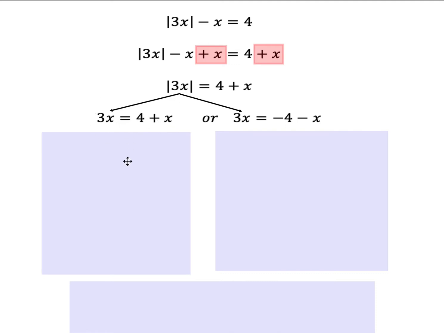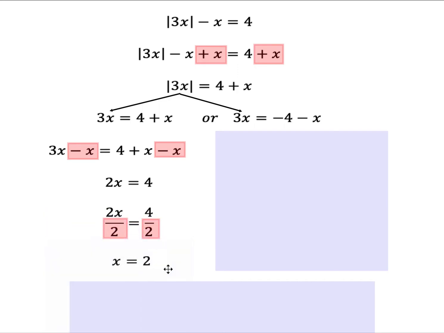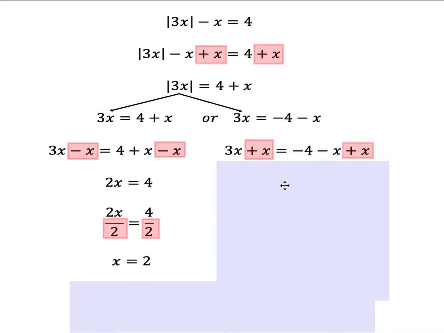Now starting with solving this, we're probably going to get rid of that x, so let's subtract x from both sides. This will give us 3x minus x is 2x. And x minus x is 0, so we just have the 4. Divide both sides by 2, and you get x equals 2 as a solution. On the other side, in the other equation, go ahead and add x to both sides to get rid of it. This gives you 4x equals negative 4.